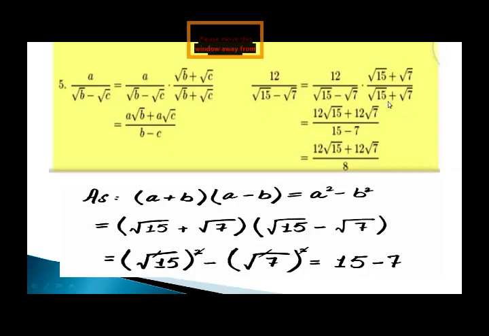So when 12 multiplies with root 15 plus root 7, it becomes 12 root 15 plus 12 root 7. In the numerator, we have the binomial expression having the surds. But in the denominator, we have removed the radical sign by applying the formula a plus b and a minus b equals a square minus b square. So it becomes 15 minus 7. Finally, we have 12 root 15 plus 12 root 7 upon 8. So this is the simplified form of the given expression by using the method of rationalization.